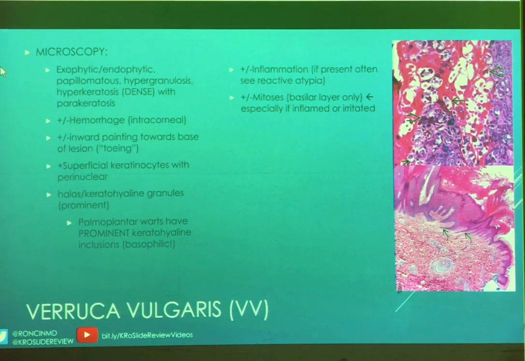You may or may not see inflammation with these lesions, and if you do have inflammation, you can often expect to see reactive atypia with that. You may or may not have mitoses, but these should be confined to the basilar layer of the epidermis. This is particularly important if it's inflamed or irritated, because again, you're going to have that atypia. So you want to make sure that you have basilar mitotic figures and it's not going all the way through and making you worry about, is this a carcinoma in situ?